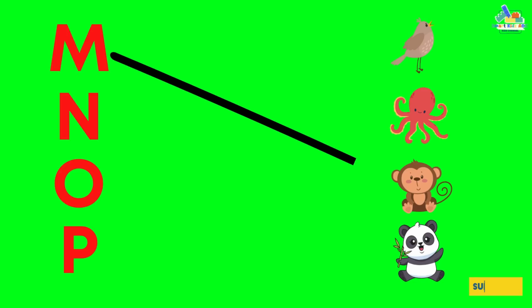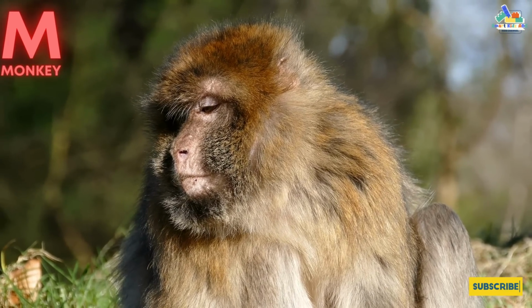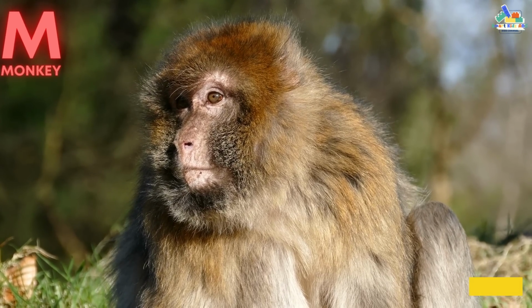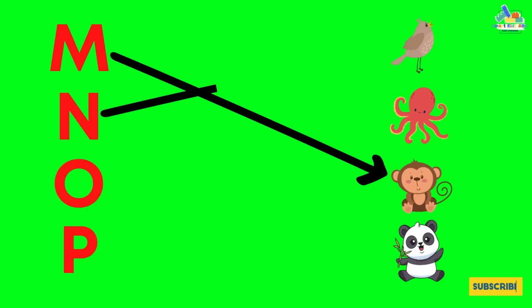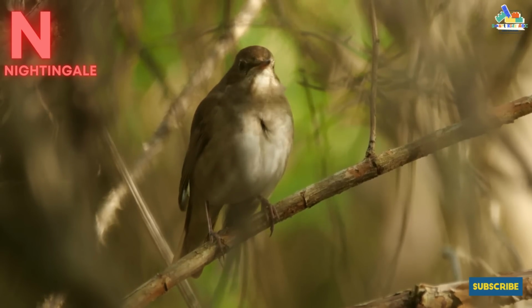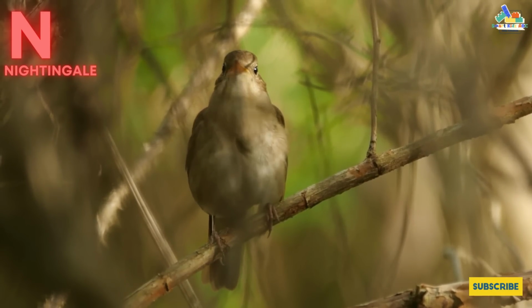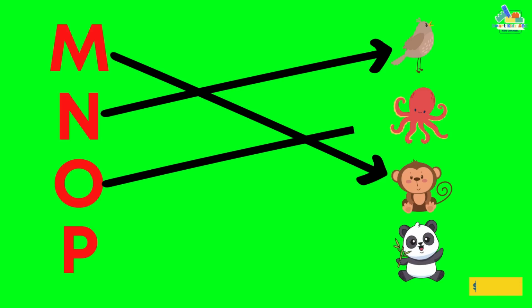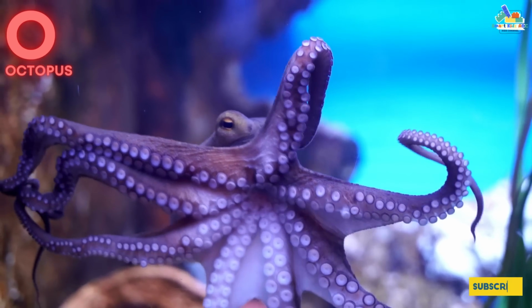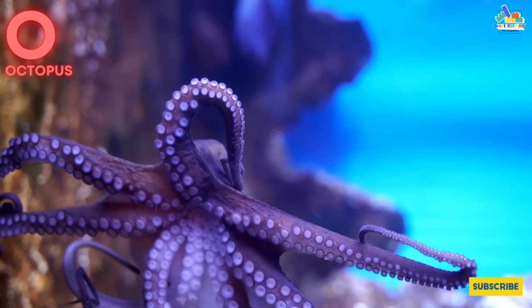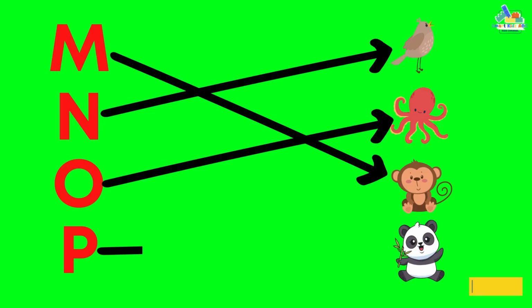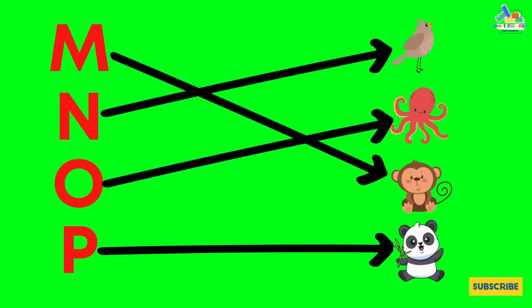M. M for monkey. N. N for nightingale. O. O for octopus. P. P for panda.